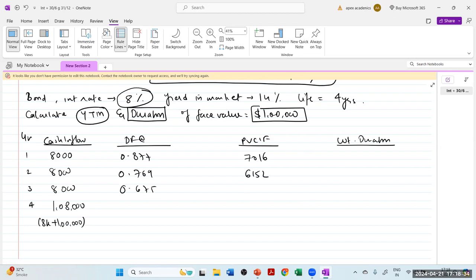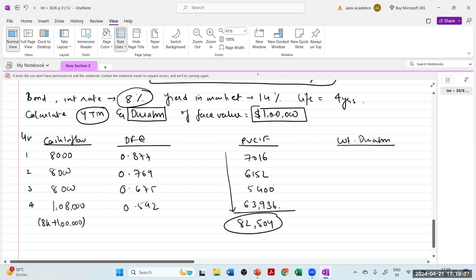Next one, 0.675. Present value 5,400. Then 0.592 multiplied by 1 lakh 8,000 is 63,936. अरे हमने टोटल ₹1,00,000 का अलग निकाला। 1 लाख 8,000 multiplied by 0.592, कॉमन सेंस, 63,936। हाँ उसका टोटल तुम्हारा 63,936 ही रहेगा। What is the total of this, please? 82,504.